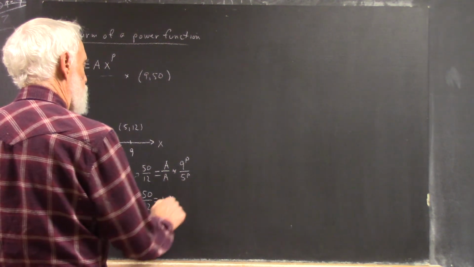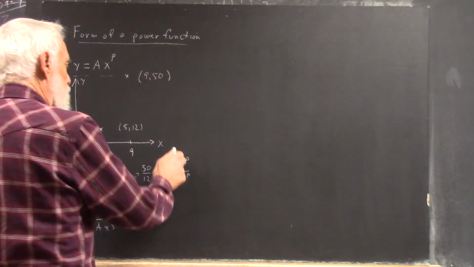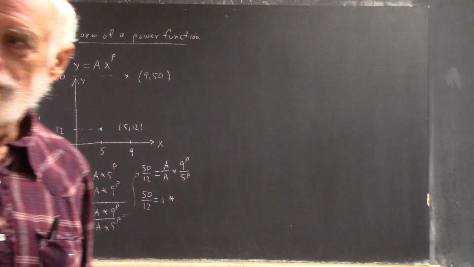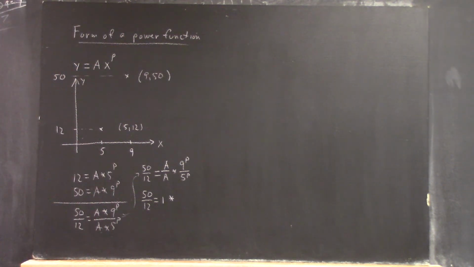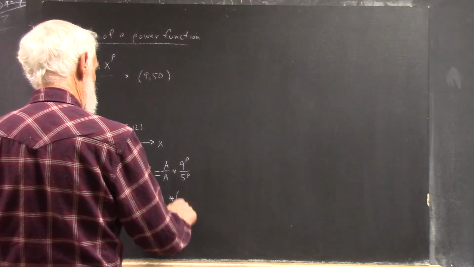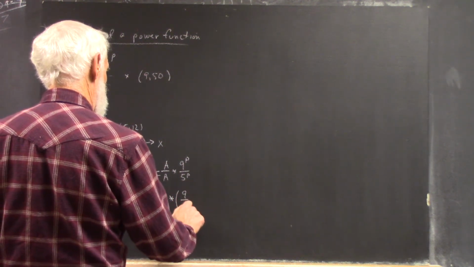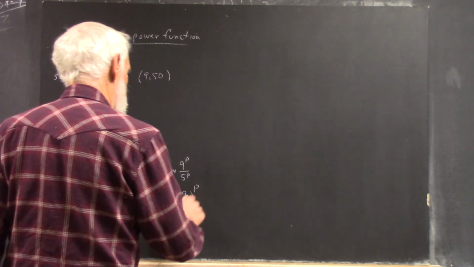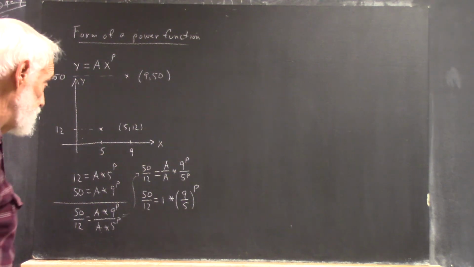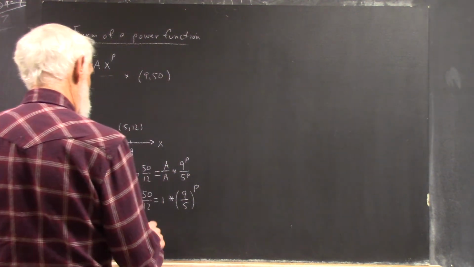A over a is 1. 9 to the p over 5 to the p, what's that? Everybody remember from a couple of months ago? We did these. So hopefully I'm just refreshing your memory. That's 9/5 raised to the p.